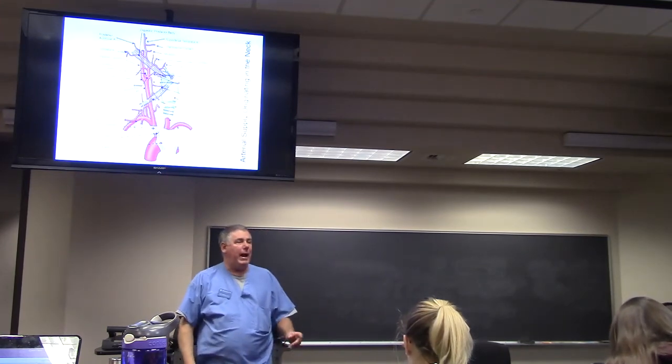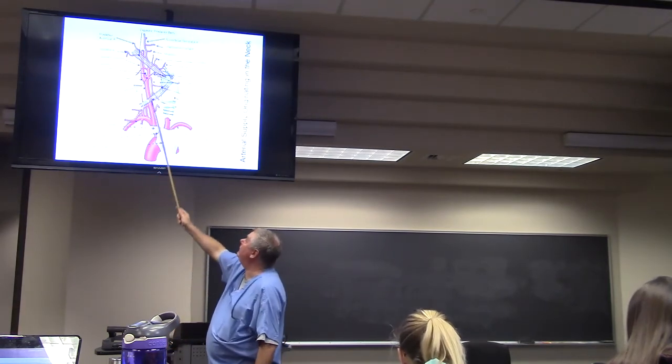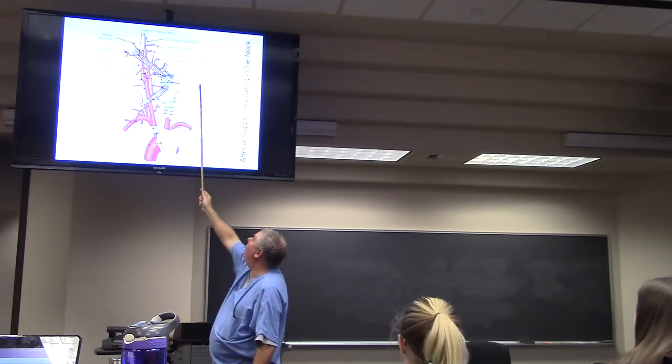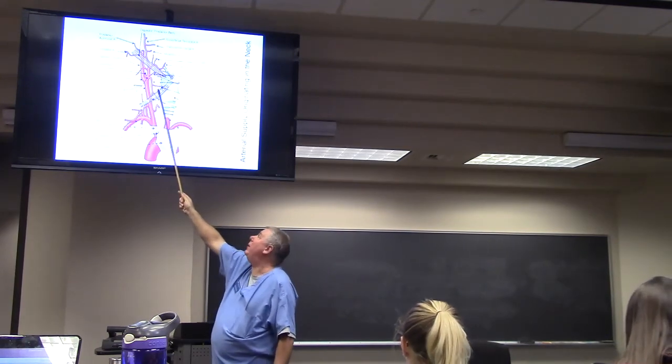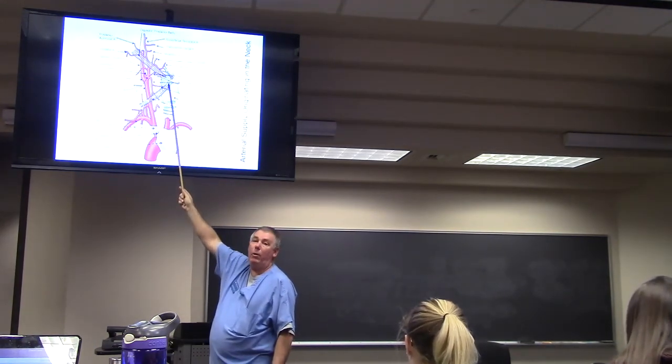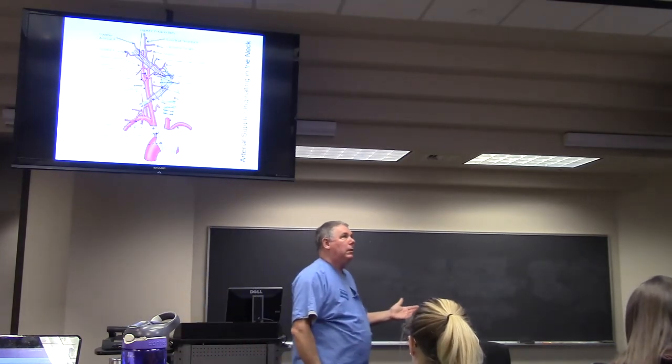And just while I'm at it, off of the superior thyroid, there's this artery right here called the superior laryngeal artery. That artery pierces the thyrohyoid membrane to supply the larynx.